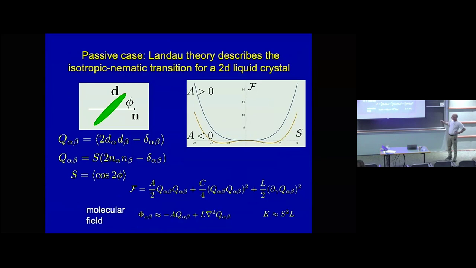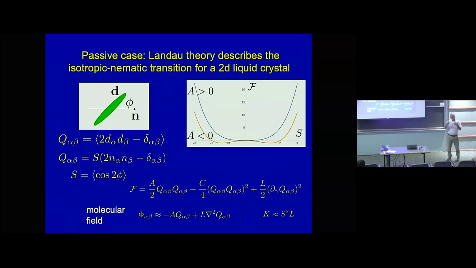Our Landau free energy is going to look like the blue curve, so this parameter A is going to be positive, favoring the disordered state. One of the elements we'll use to understand physically what's going on is the so-called molecular field, where you just take the derivative of this free energy. We're going to neglect a lot of terms. We'll neglect this quartic term, because even though the order may get large, we're mostly considering small order, going away from the isotropic state. So the derivative of this free energy is just the molecular field.